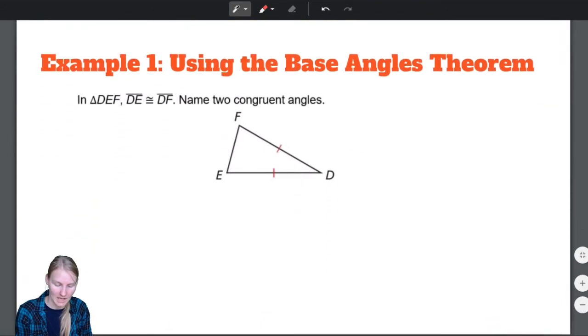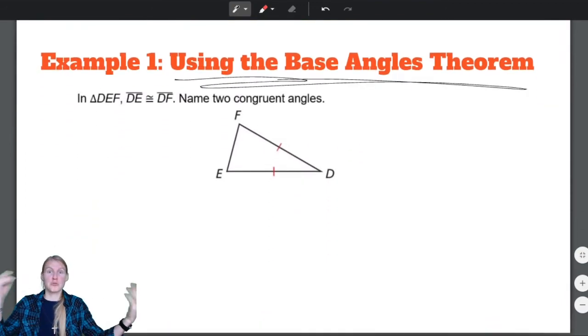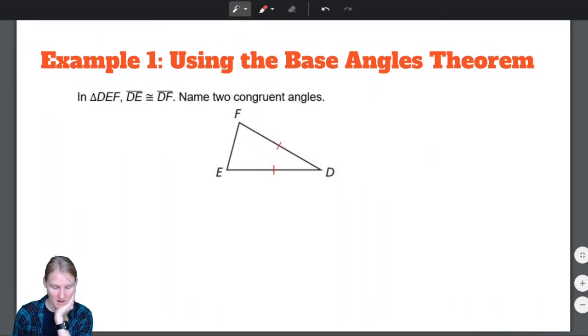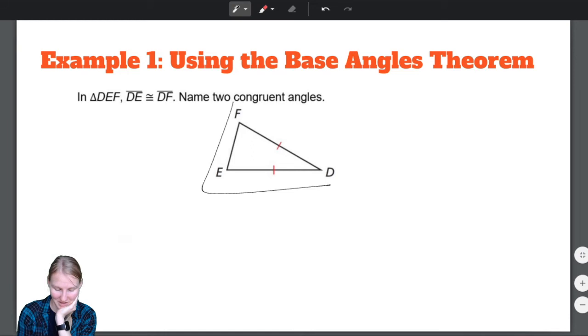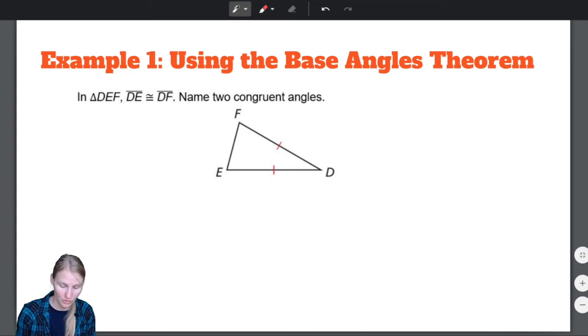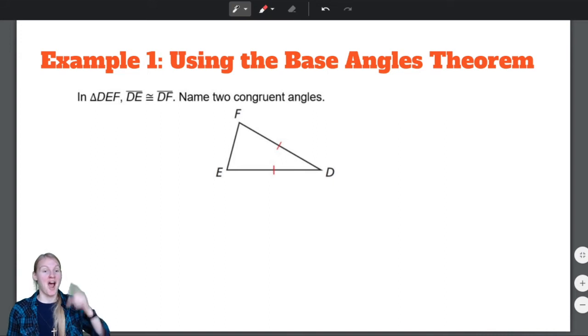So, let's use the base angles theorem. In triangle DEF, DE and DF are congruent. Okay, so they put these tick marks here for us. That's great. DE is congruent to DF. Name two congruent angles.